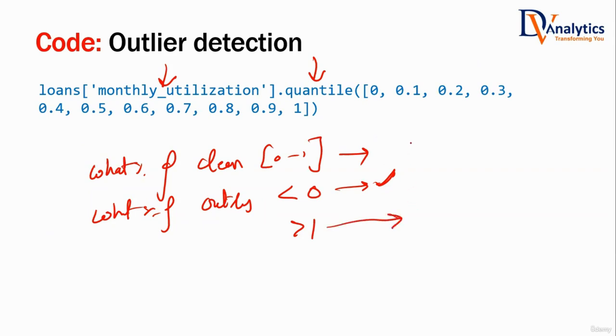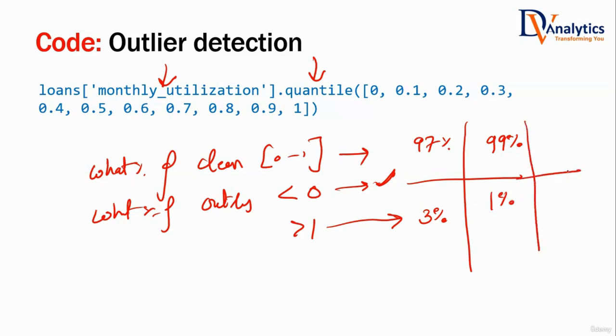97% is clean. How much is greater than 1? Roughly 3%. Are there any other answers? Maybe correct, may not be correct. The first answer may not be the correct answer. Any other answers? So 99% are clean, 1% are having issues. Maybe correct, may not be correct. The second answer also may not always be correct. Give me your own answer, everybody. Form your own opinion. Do your own analysis.